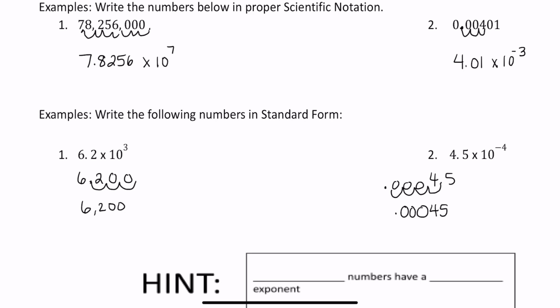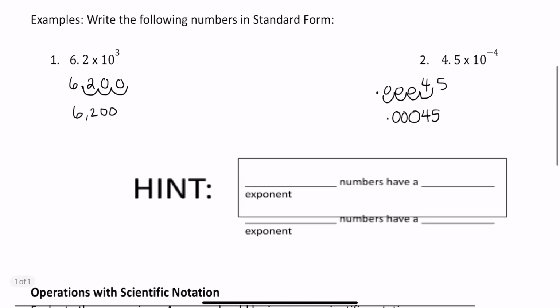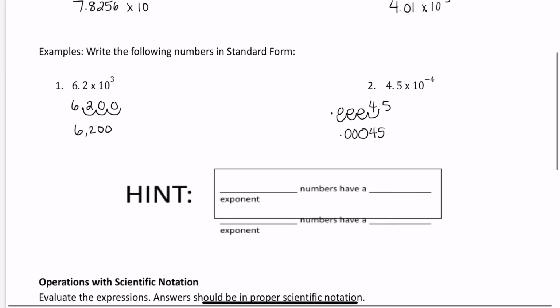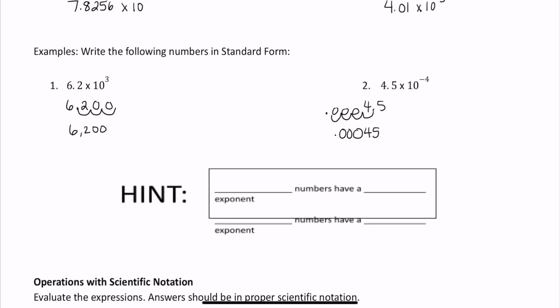So the hint here is that large numbers, or big numbers, have a positive exponent, and smaller numbers have a negative exponent. So that's kind of the hint. Large numbers have positive exponents, small numbers have negative exponents.